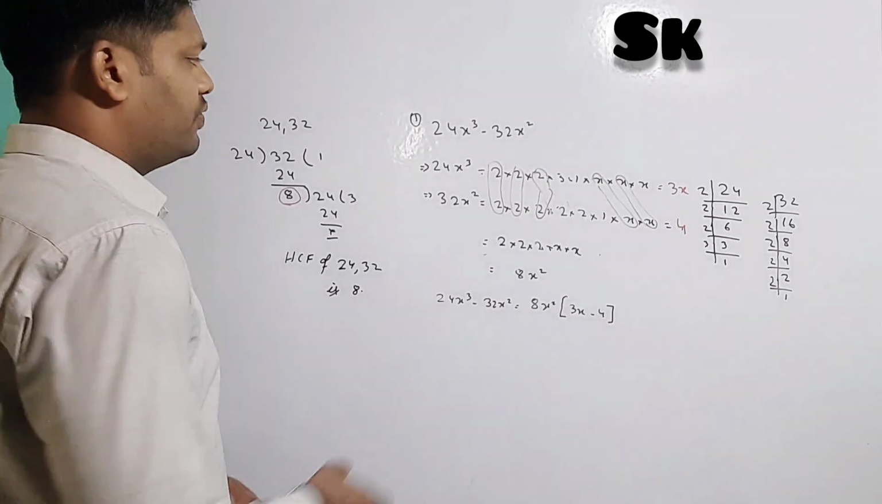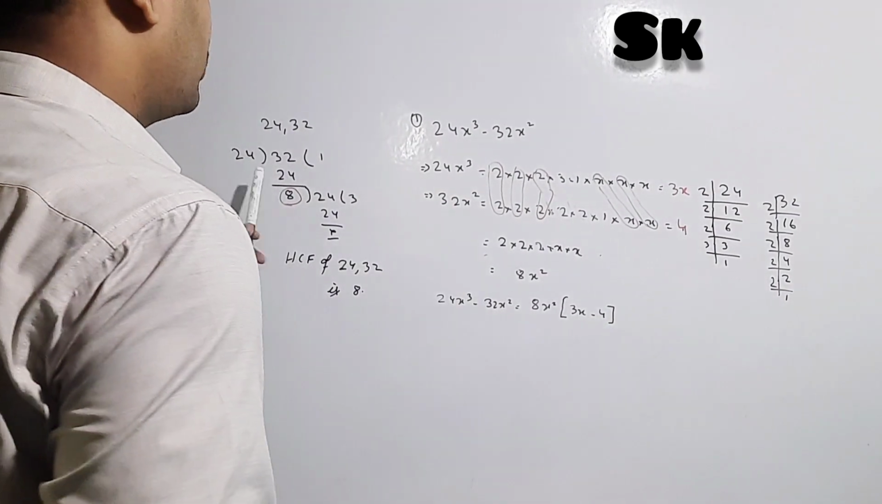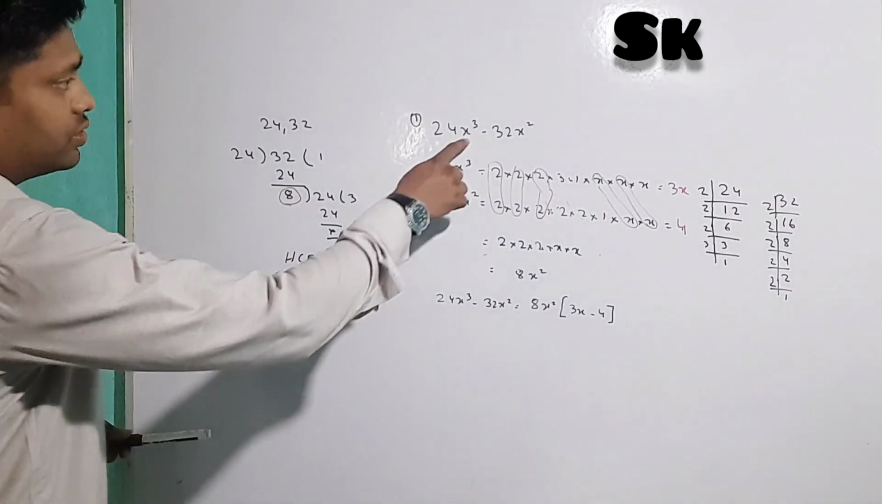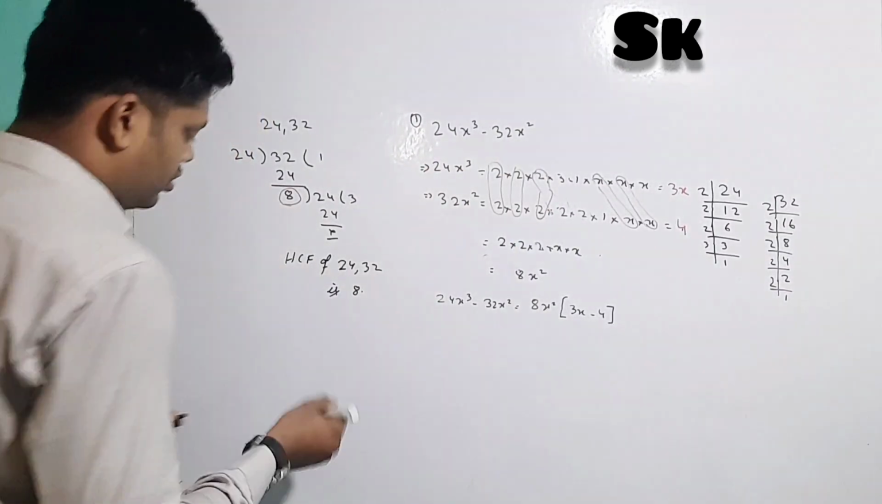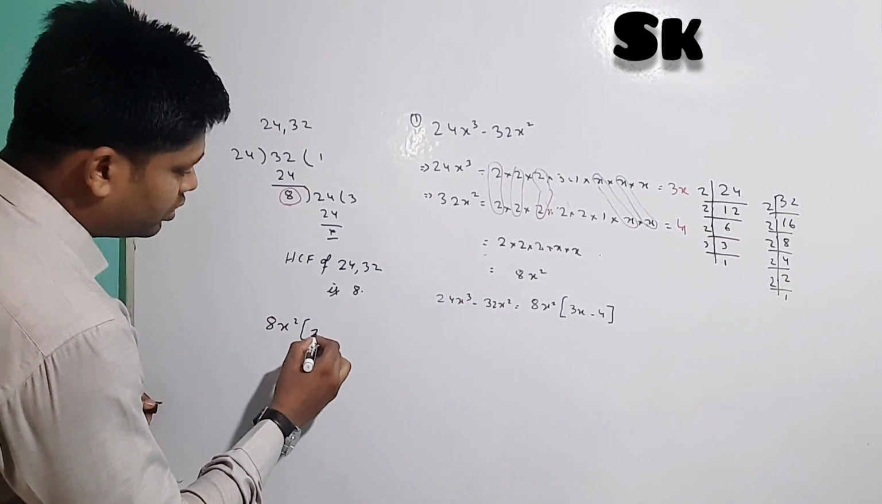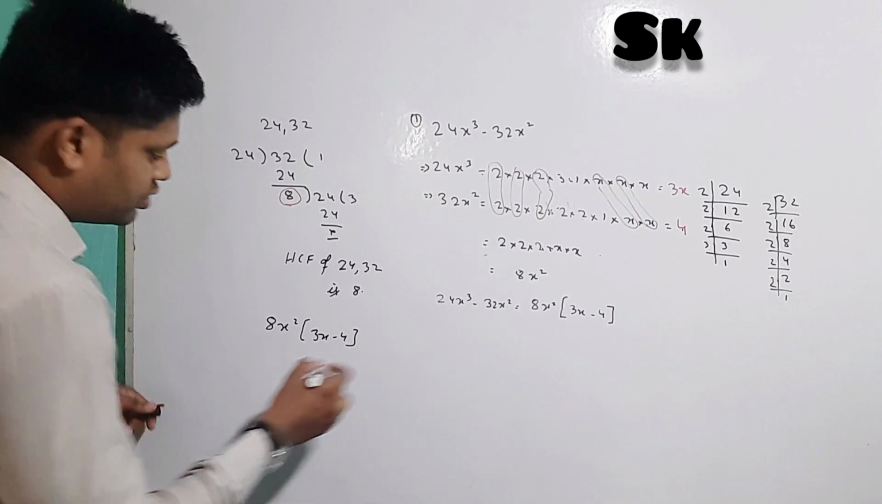The x square is easy if we have taken out the common thing for the numbers only. Now we got the numbers. You see x cube is there, x square is there. So 8x square. What is left? Here 3x is left, minus 4. The same answer you are going to get.